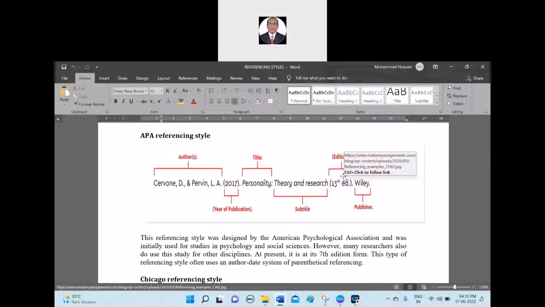Then Parvin, P-E-R-V-I-N, comma, L full stop, A full stop. When the continuation comes it should be a comma, but here the comma is not there, because the year is coming. Generally the rule is L.A., comma, continuation. So initials you have to write, then within the circular bracket you write the year in the APA style.